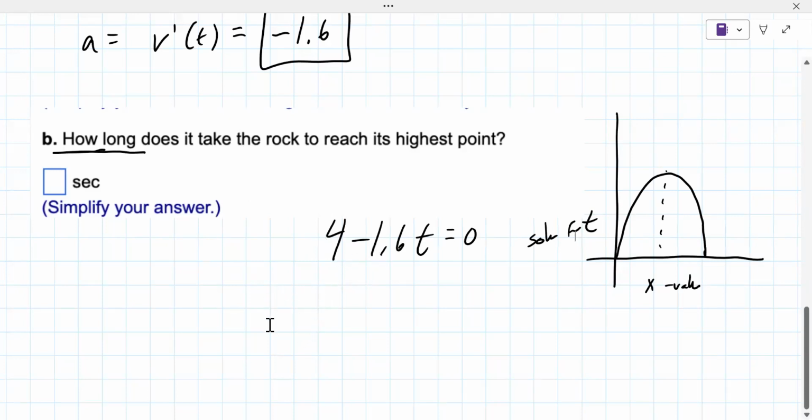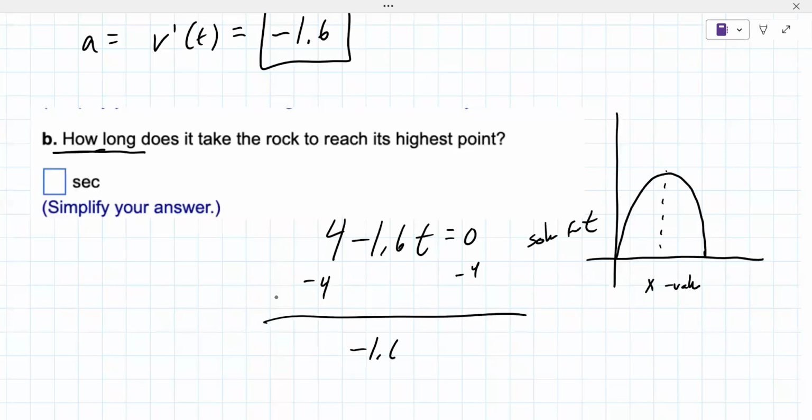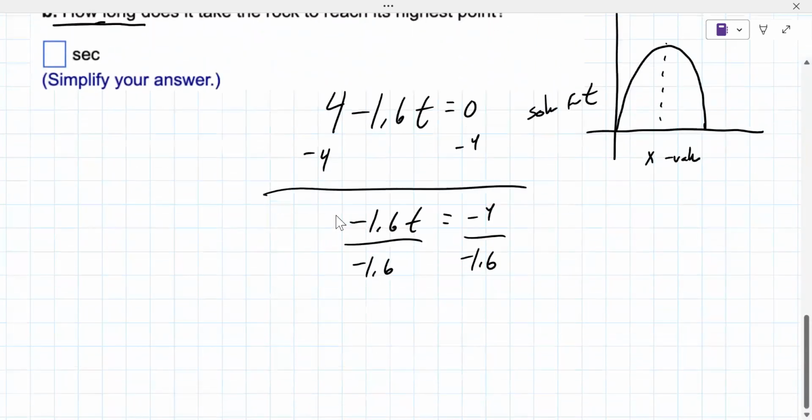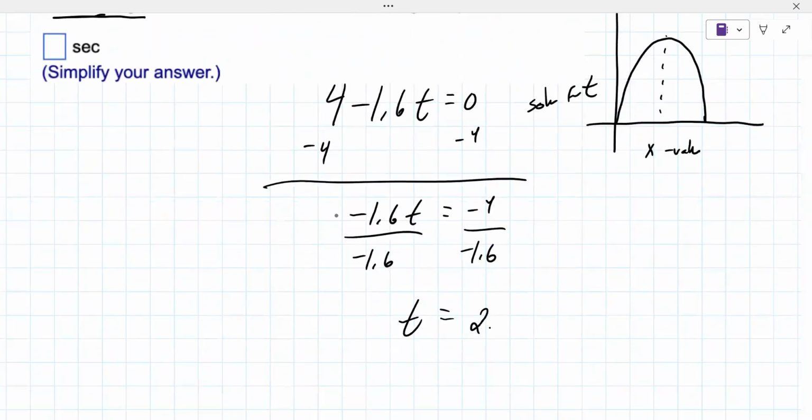I'm not trying to be critical of you. I'm just trying to point out why students might have had trouble in the past. It's a small thing. If you subtract 4 from both sides, it's minus 1.6 t equals negative 4. If you forget about that negative sign, yes, it's a small thing.